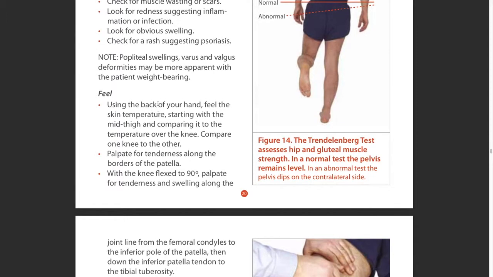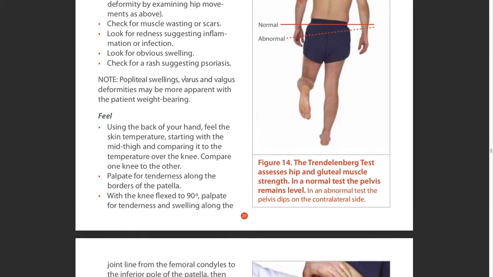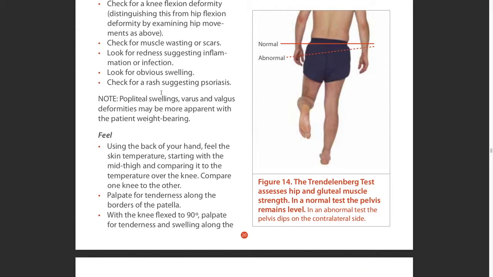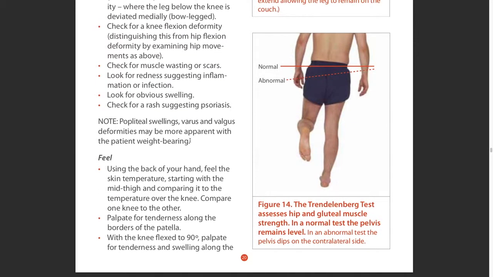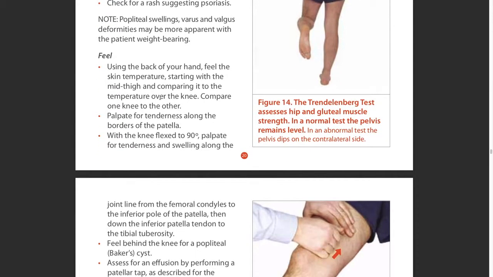Next comes feel. Oh, there's a note here: popliteal swellings, varus and valgus deformities may be more apparent with the patient weight bearing. Yeah, this is what I mentioned just now, so it's better to do it when the patient is standing up. Okay, moving on to feel.